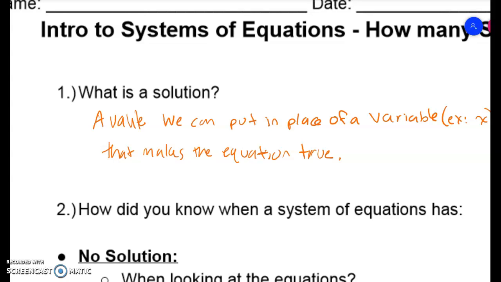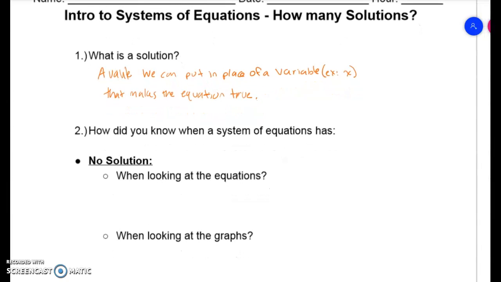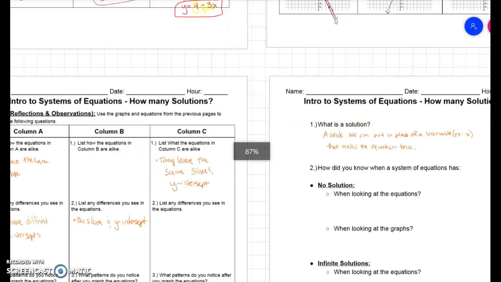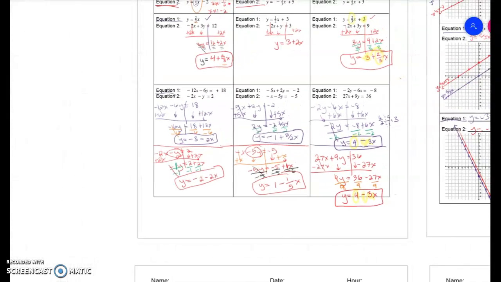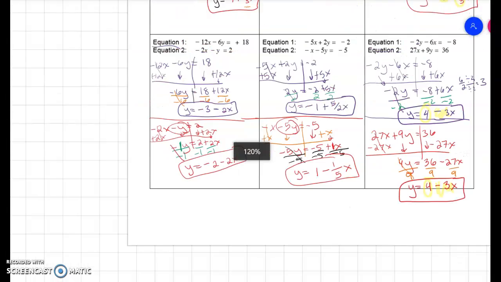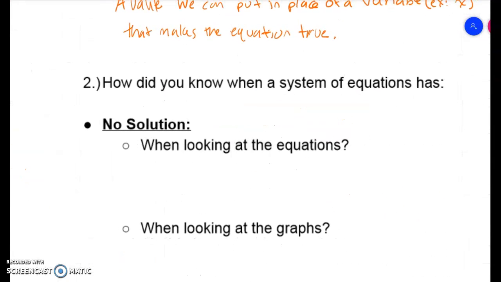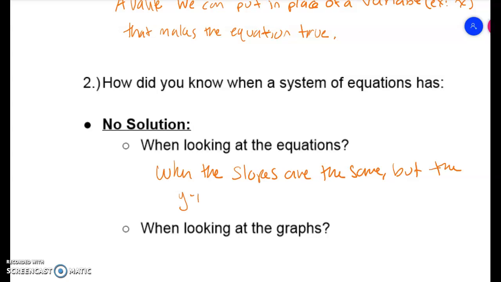Yeah. So we are going to look at how do you know which of the systems of equations each of them is. So no solution when looking at the equations. So dealing with no solution, guess what was the same? These slopes were the same. So when looking at the equations, how do I know it's no solution? When the slopes are the same, but the y-intercept is different.